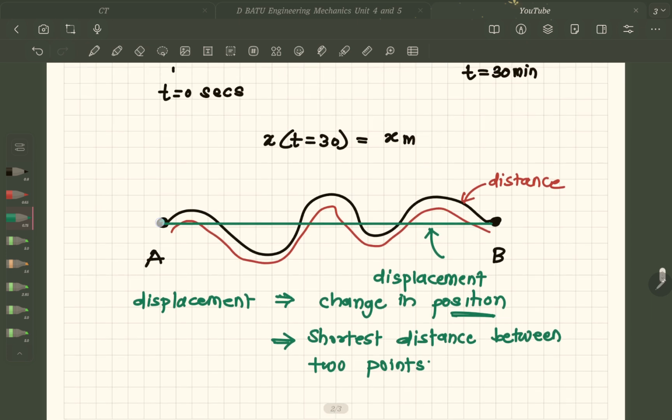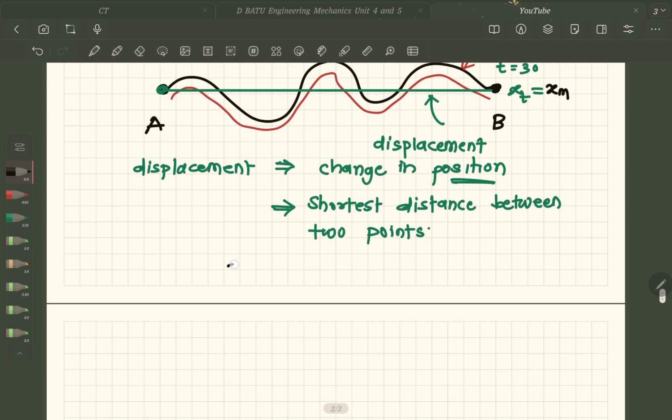The position when the time is equal to 0, at the starting point, I consider as x equals x0. In this case it will be 0, and at time t equals 30 minutes, the position will be x meter. Now in this case the displacement is generally indicated as x, or sometimes as s. It is one and the same. It will be the final position x minus x0.